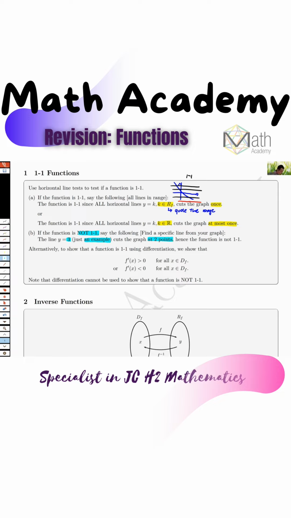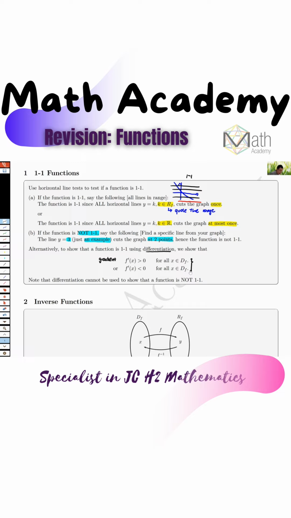Okay. Alternatively, you can also use differentiation, but you use differentiation only if you are forced to do it. So the question will say, by using differentiation, then you want to show the following. Either your gradient, f prime means we are looking at the gradient, is positive or gradient is negative for all values in the domain, it will be one-to-one.